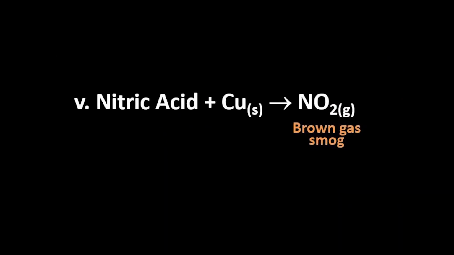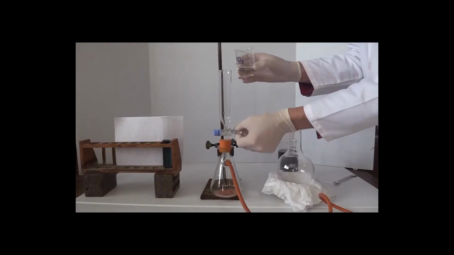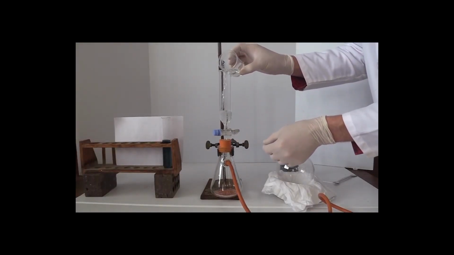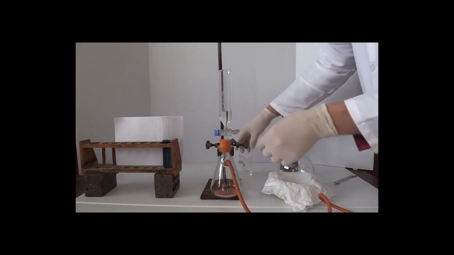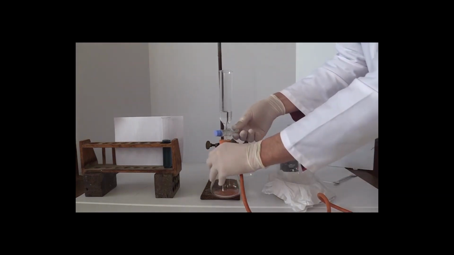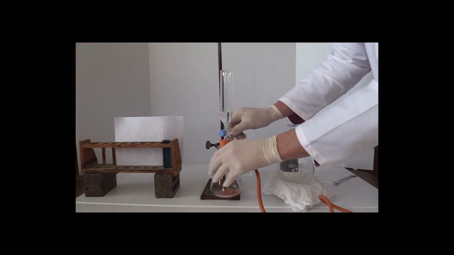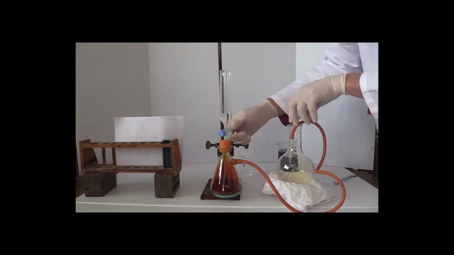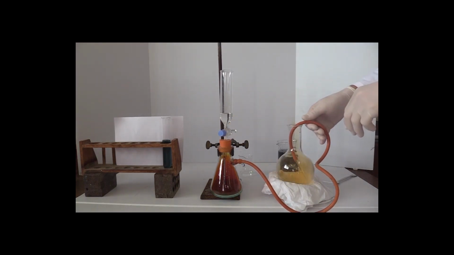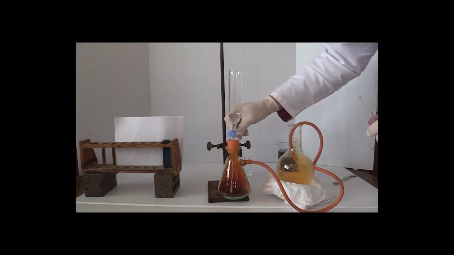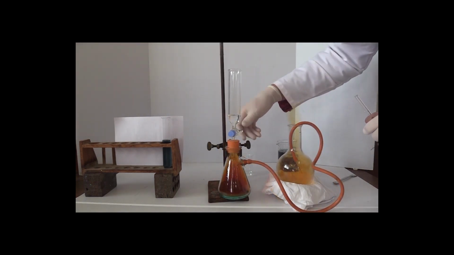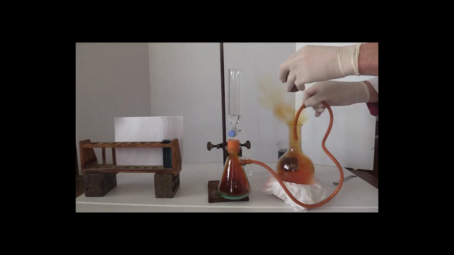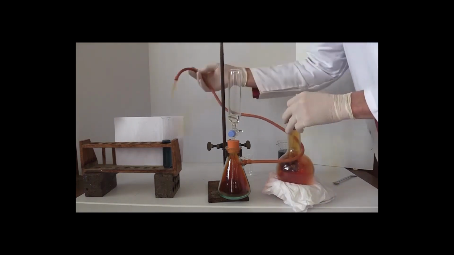Number 5, nitric acid plus copper forms nitrogen dioxide, a brown gas. We pour some concentrated nitric acid into this dropping funnel, which allows me to carefully add the nitric acid into the Erlenmeyer flask where the copper is. And instantly we see this brown gas is formed. The brown gas is called nitrogen dioxide. Nitrogen dioxide is the smog we see over a city at the end of a day. It comes out of exhaust pipes.